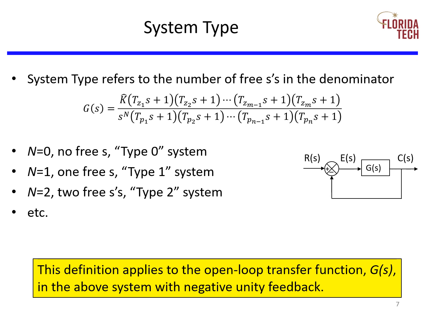Control engineers refer to the number of free s's in the denominator as the system type. If capital N is 0, it's a type 0 system. If capital N is 1, it's a type 1 system, and so on. It's important to know that system types apply to the open loop transfer function. And also note that we said nothing about any free s's in the numerator.